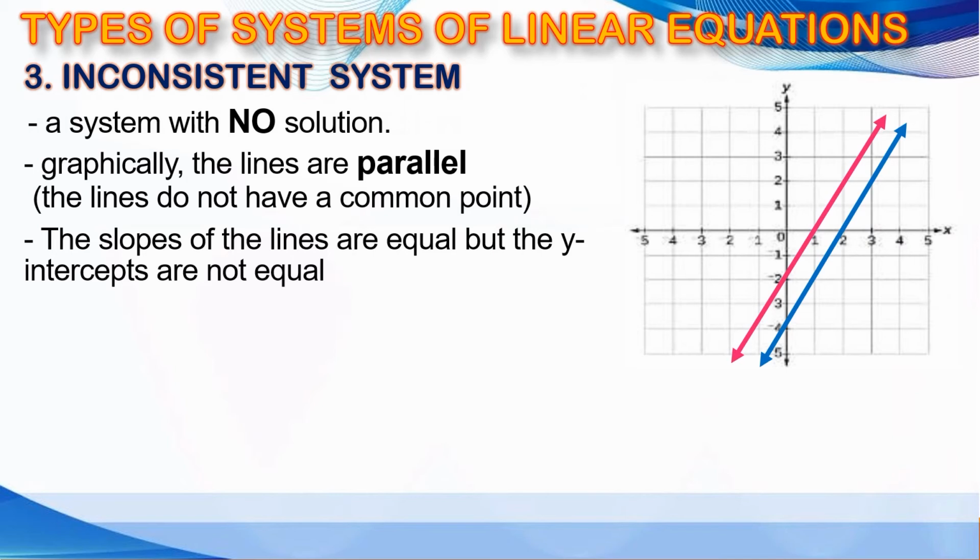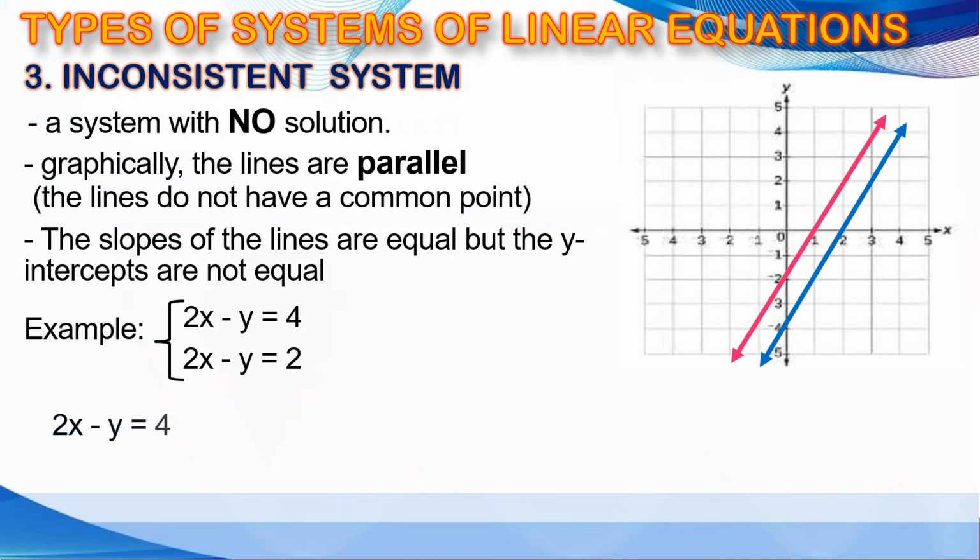Say for example, we have the system of equations 2x minus y equals 4 and 2x minus y equals 2. Let's check on the slopes and the y-intercepts. Let's start with equation number 1, 2x minus y equals 4. Rewriting this in slope-intercept form, we have 2x minus 4 equals y, or y is equal to 2x minus 4 by the commutative property. So the slope is 2 and the y-intercept is negative 4.